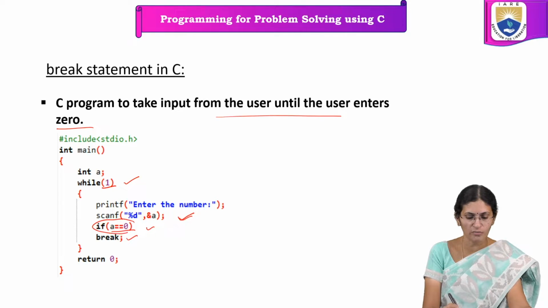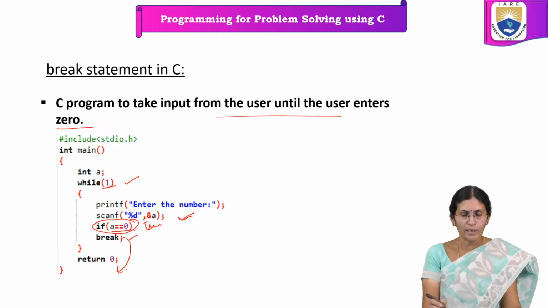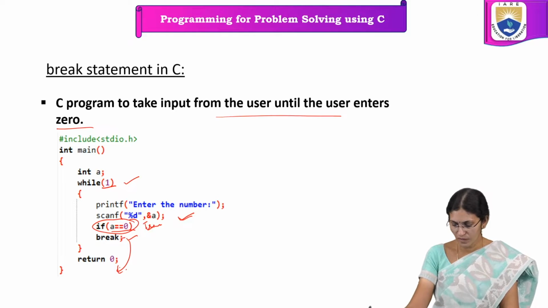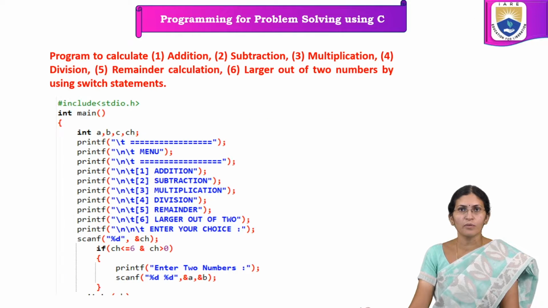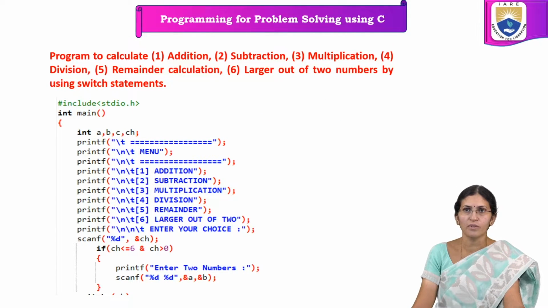If this condition becomes true, then the break statement is executed. The control is transferred outside of this loop, so the while loop is terminated. In this way, we can make use of break statement. Apart from this, we have also seen that break statement is used in switch case statements. So let us see one program to illustrate the use of break statement in switch case.